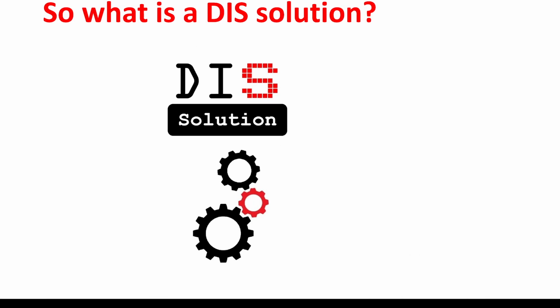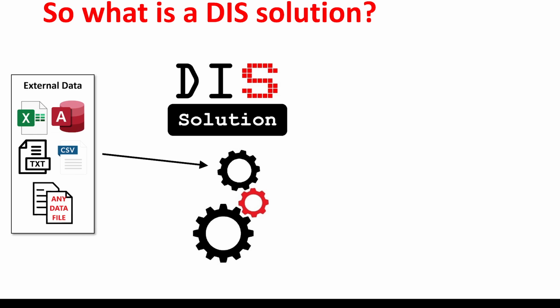So what exactly is a DIS solution? One can visualize the process as a set of gears. When all three gears are turning in sync, it resembles integration. The top gear represents your external data, and the bottom gear, your Sage Pastel records. The middle gear is a DIS solution.